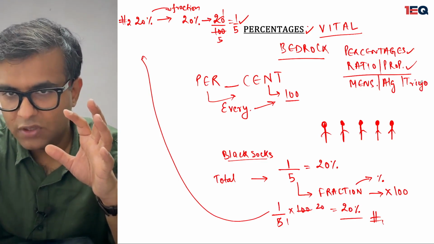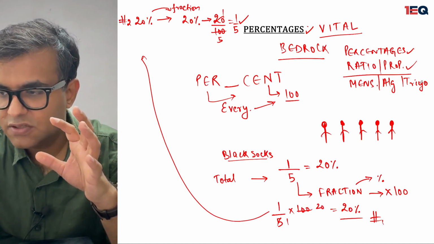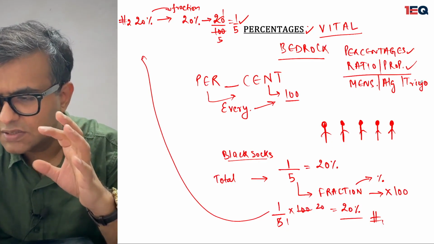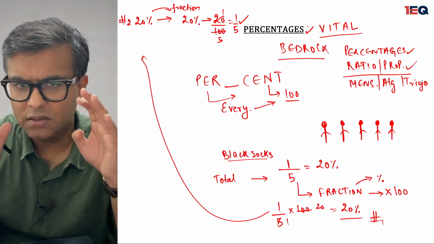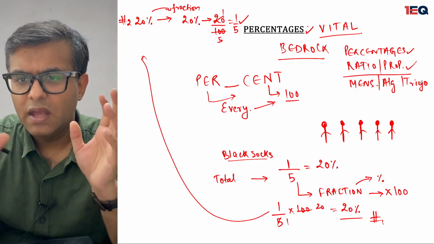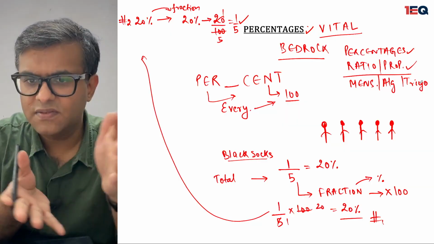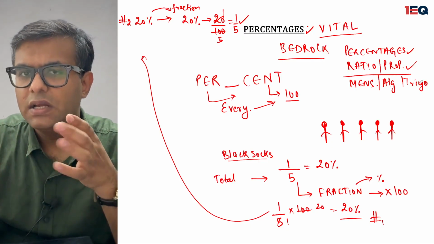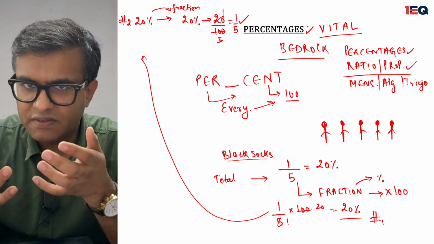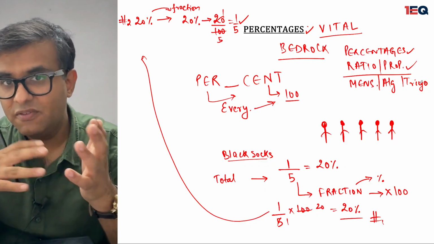So we will have to keep in mind the very rock solid foundation of percentages. The second thing is that per and cent when split comes out to be every 100, and I drew a small set of stick figures to help you understand when I talk about 1 out of 5. Let's assume if I talk about 2 out of 5. So 2 out of 5 would give me 40%.